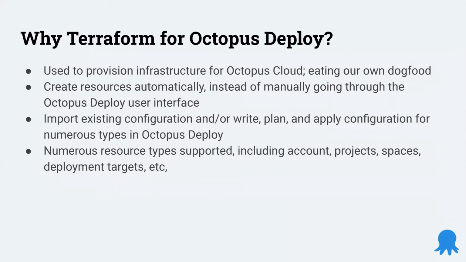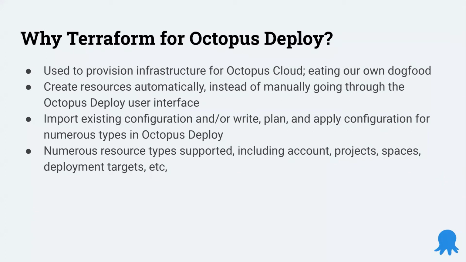So why Terraform for Octopus Deploy? Well, as I mentioned, it can sometimes be frustrating to go through all the point and clicks of a UI. That's not to say that Octopus itself is too cumbersome from a UI perspective, but sometimes you want to stand stuff up quickly. And to that note, we've actually used this for provisioning our own infrastructure for Octopus Cloud. So when we update Octopus Cloud, when we create new instances, etc., we're actually eating our own dog food because we're using Terraform for Octopus Deploy for doing just that.